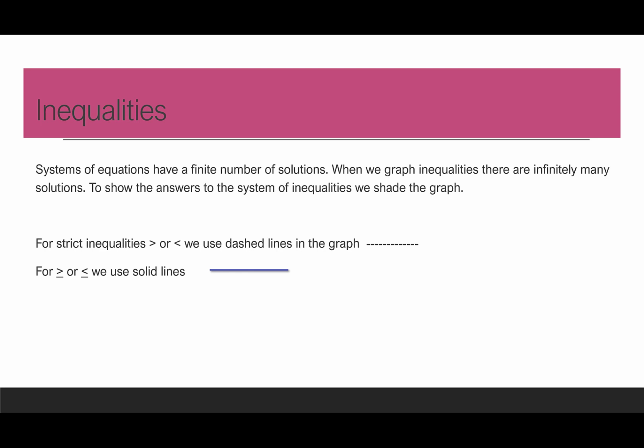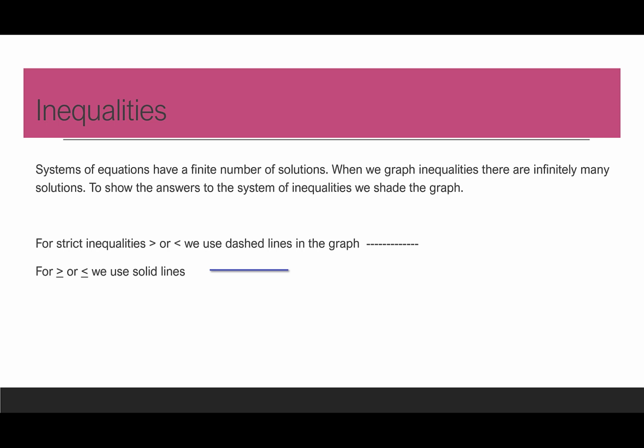Systems of equations have a finite number of solutions. So we might have got 1, 2, 3, 4, or maybe even 0, but we have this countable number. When we're graphing inequalities, we have infinitely many solutions. So to show the answers, we need to graph, and we are going to shade in this solution set.